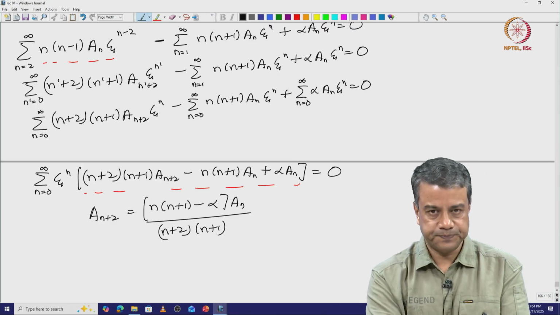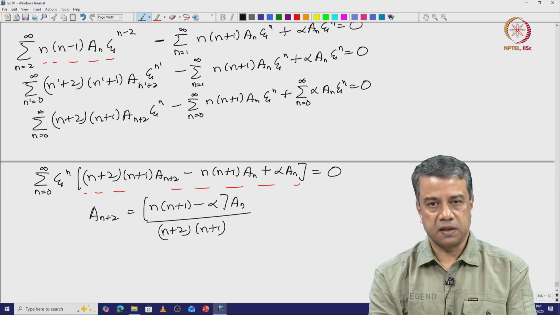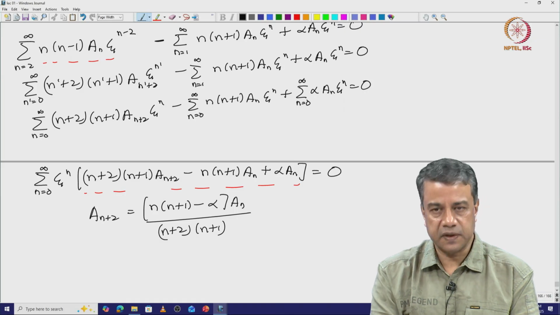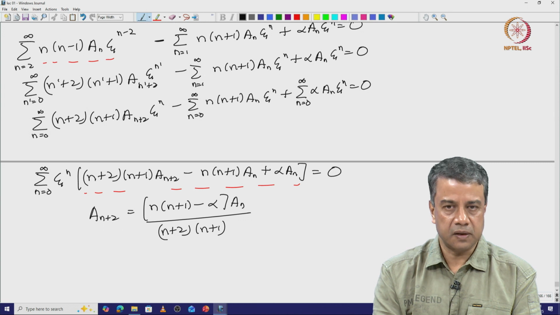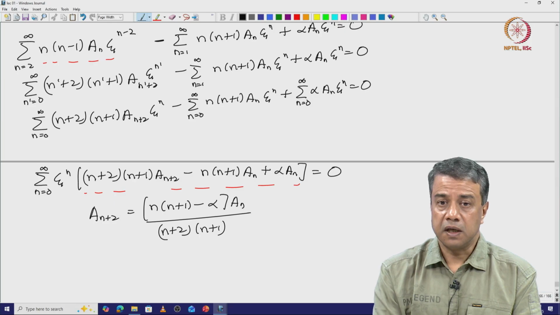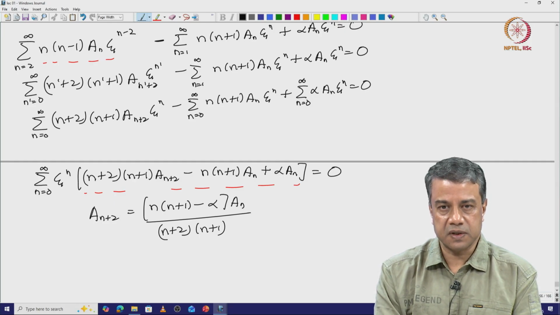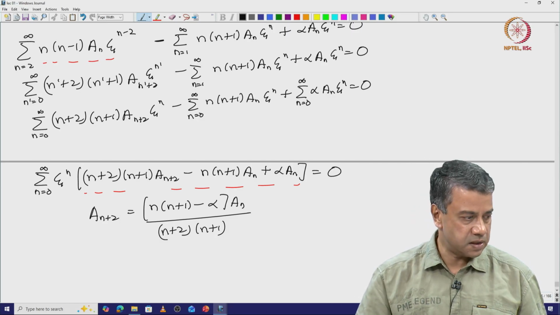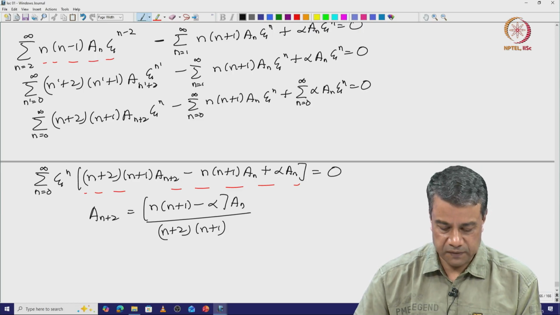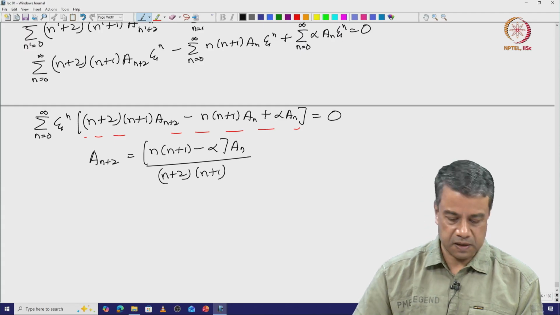So, this is a recursion relation for a n plus 2 in terms of a n. That means that if you know a 0 and a 1, you can calculate a 2 from a 0, a 3 from a 1 and so on. And those a 0 and a 1 are effectively the integration constants, because I have a second order equation in psi, therefore, I should have two integration constants. Okay. So, this is the recursion relation.